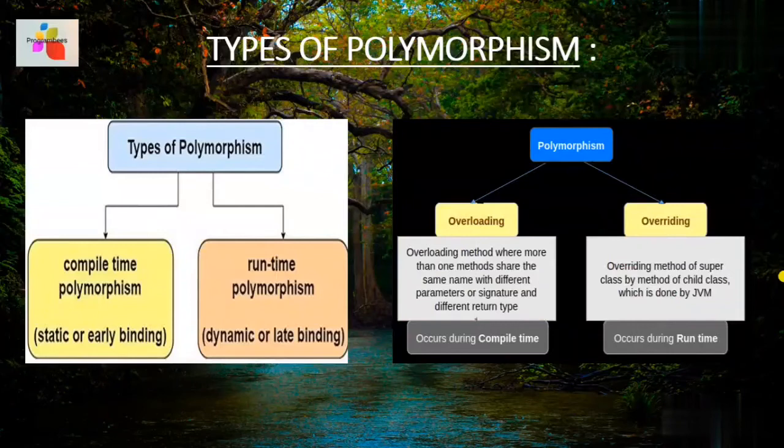Now the types of polymorphism. Polymorphism is mainly of two types, compile time and runtime polymorphism. Compile time polymorphism is also known as static or early binding, and runtime polymorphism is known as dynamic or late binding. In the case of functions, polymorphism can be overloading and overriding. Overloading is compile time polymorphism, overriding is runtime polymorphism. We describe overloading and overriding, both of these polymorphism types, in the next slide.